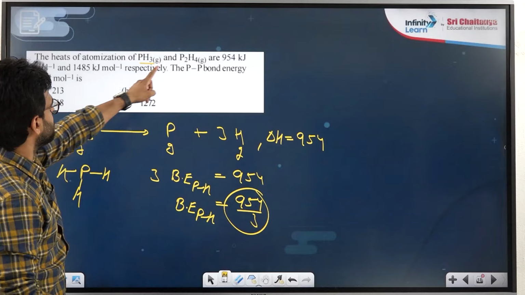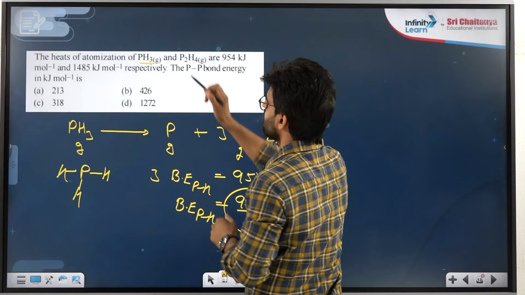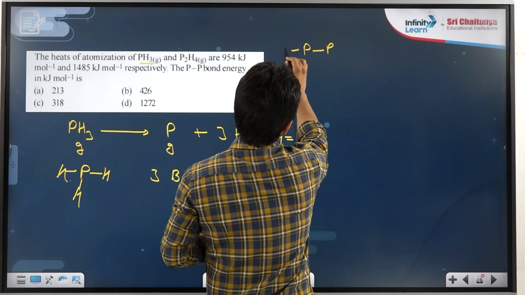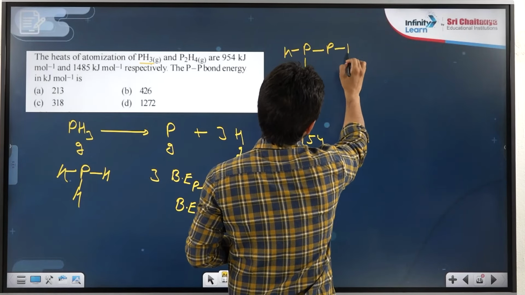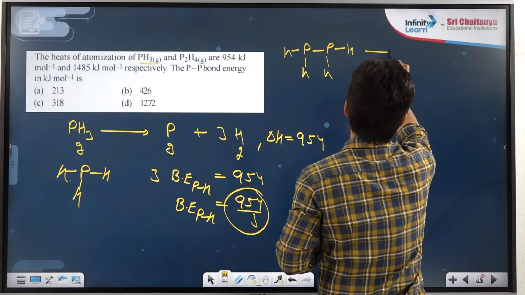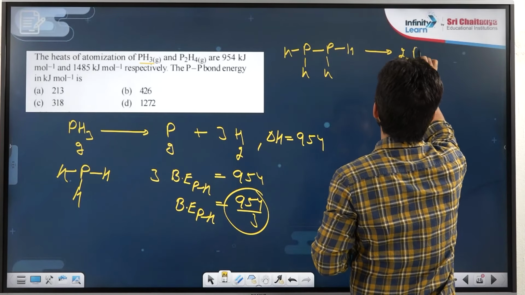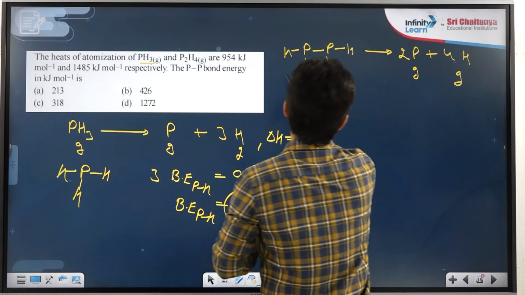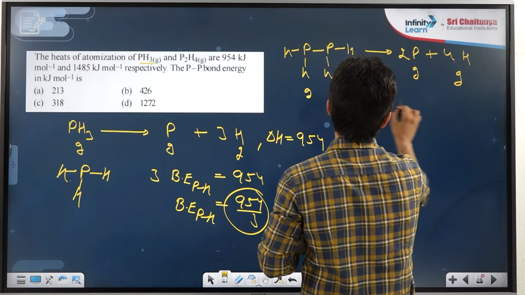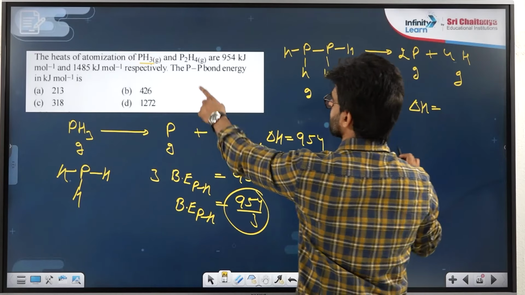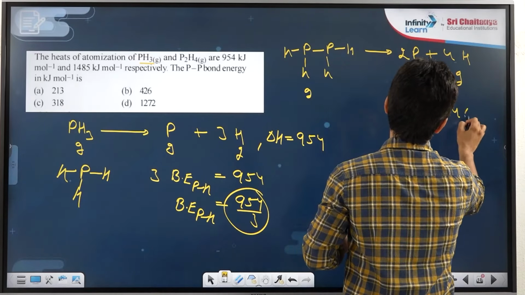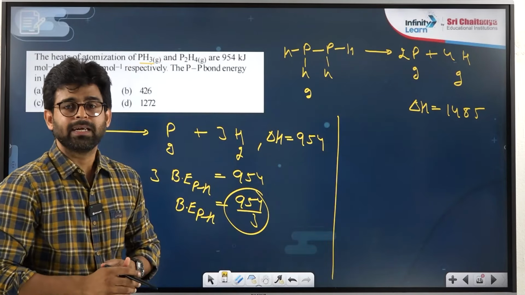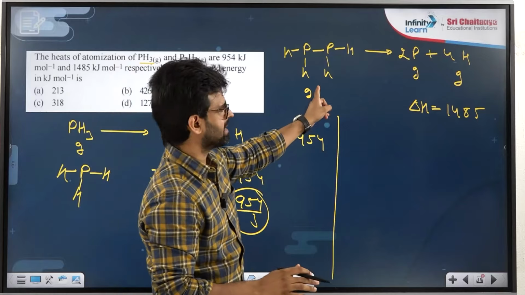Now we have to take P2H4. We are having here P2H4. Okay, you will see here in P2H4 we will have this structure. This is P2H4, and I am converting this into 2 of phosphorus gas here and 4 of hydrogen gas here, right? And for this reaction they have given us the delta H value. What is the delta H value? They have given delta H value 1485. It's 1485. Fine, right? So be careful. It is gas.